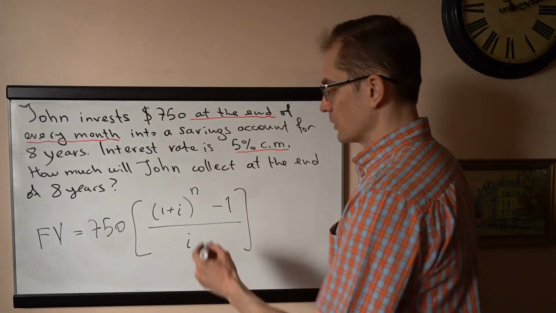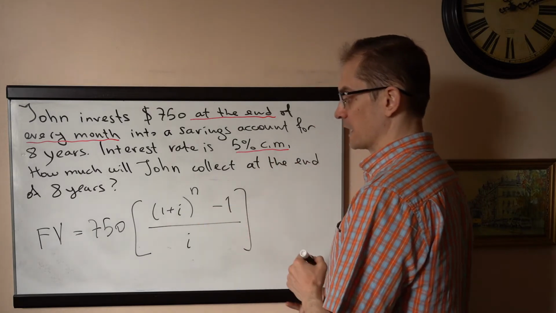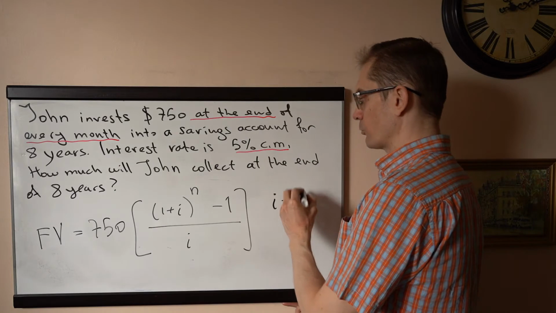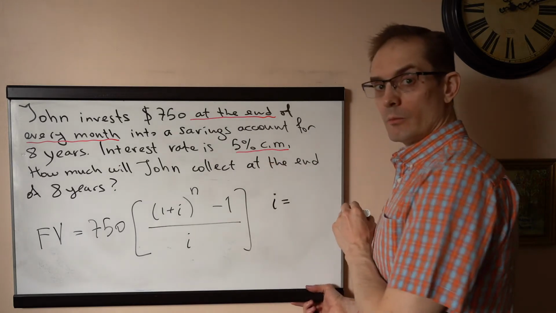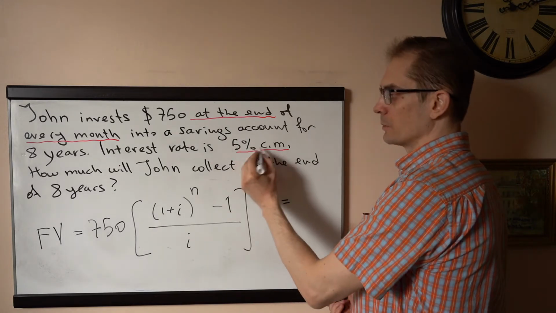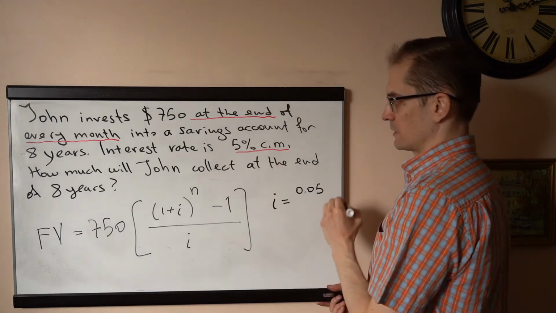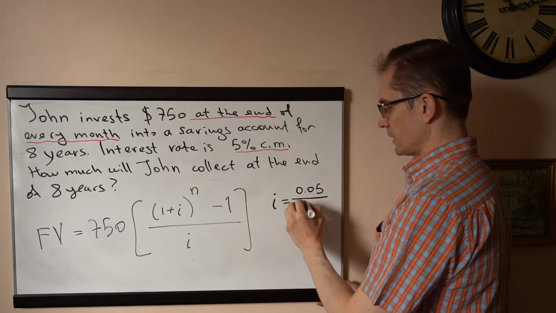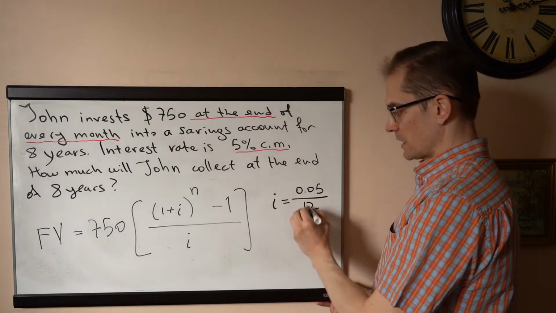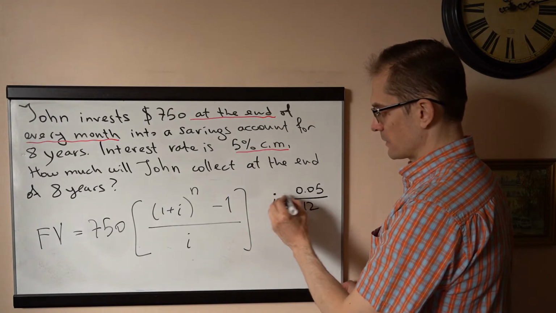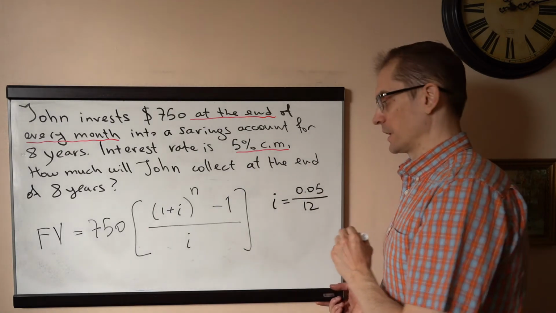Then we need to ask ourselves, what is this i? i is our rate per period. What is our period? A month. Our nominal rate is 5% per year, divided by 12, the number of months in a year. That will give us i, the periodic rate.